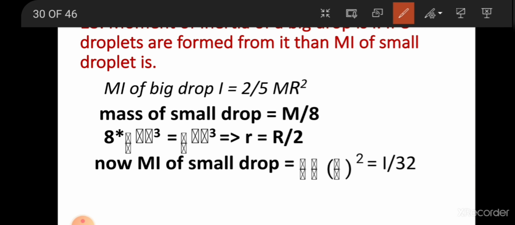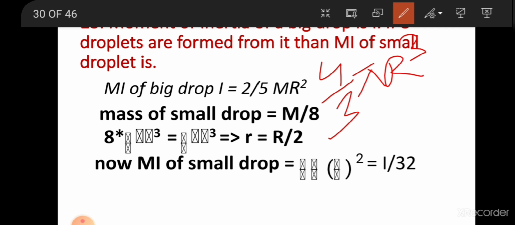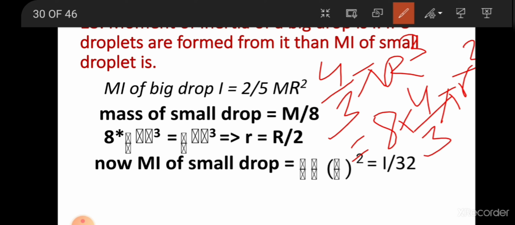We have this big drop. At first we have this big drop, 4/3 π R³. Now it became 8 small drops, so this volume must equal 8 × 4/3 π r³. On solving this, we get small r is equal to R by 2. So our r is R by 2 right now and m is M by 8.